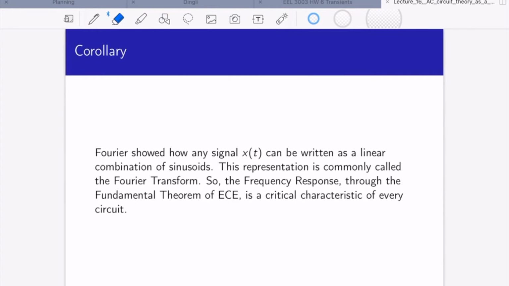A corollary to this fundamental theorem is something that was done by Fourier. Fourier showed that any signal x can be written as a linear combination of sinusoids. When we write a signal in this way, we call this representation the Fourier transform. So, the frequency response, through the fundamental theorem of electrical and computer engineering, is a critical characteristic of every circuit.